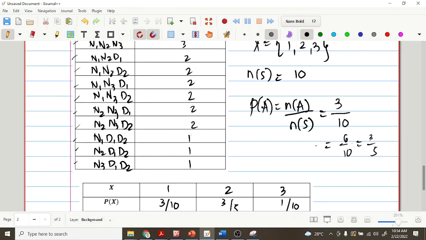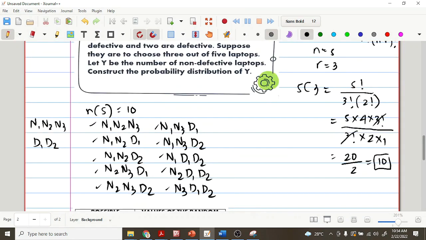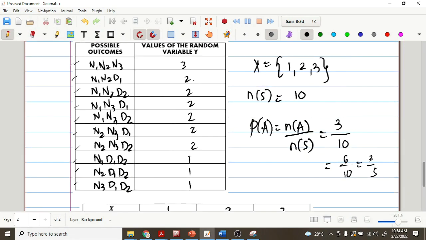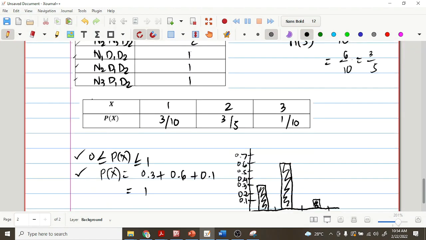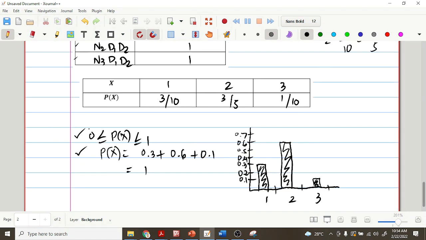So una, kailangan muna nating hanapin yung possible outcomes. And then construct our table, para mas madaling hanapan ng probability yung mga values ng ating random variable. Pangalawa, we construct our probability distribution table and we check if it satisfied the two conditions for us to say that our probability distribution is a valid probability distribution. And lastly, we construct our histogram for our probability distribution. Understood?